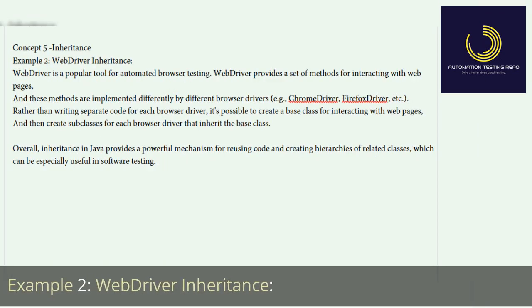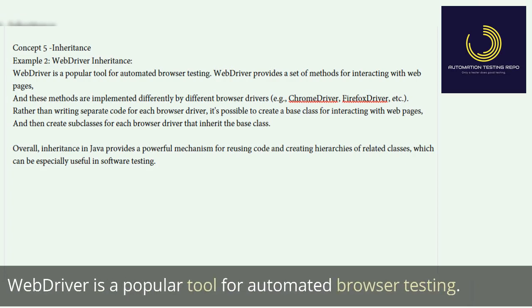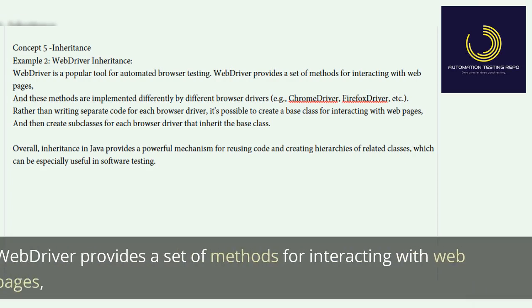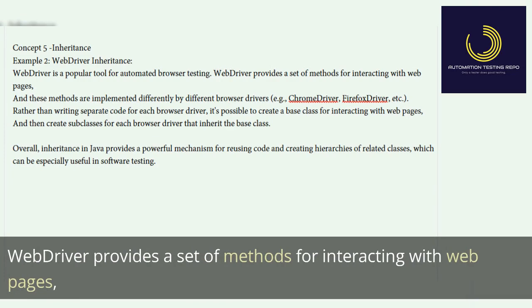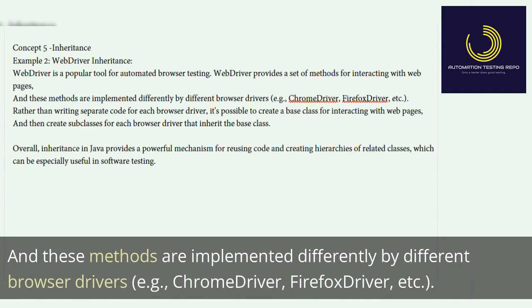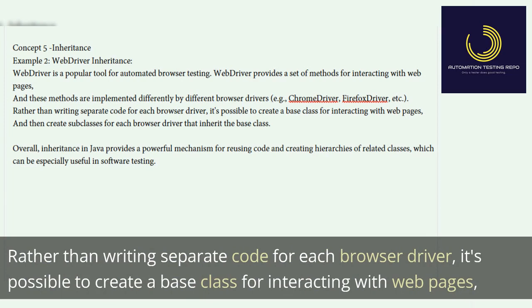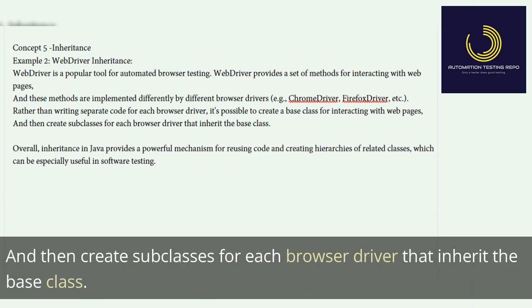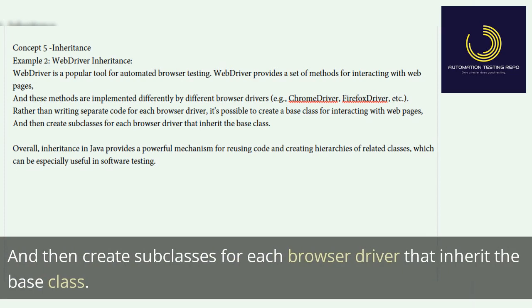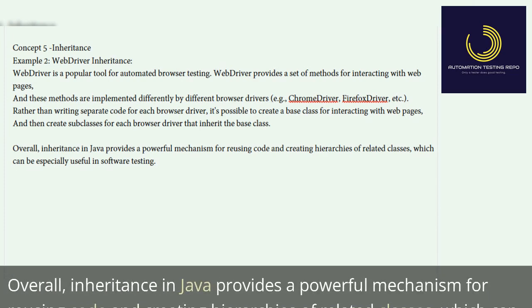Example 2. WebDriver inheritance. WebDriver is a popular tool for automated browser testing. WebDriver provides a set of methods for interacting with web pages, and these methods are implemented differently by different browser drivers, e.g., ChromeDriver, FirefoxDriver, etc. Rather than writing separate code for each browser driver, it's possible to create a base class for interacting with web pages, and then create subclasses for each browser driver that inherit the base class. Overall, inheritance in Java provides a powerful mechanism for reusing code and creating hierarchies of related classes, which can be especially useful in software testing.